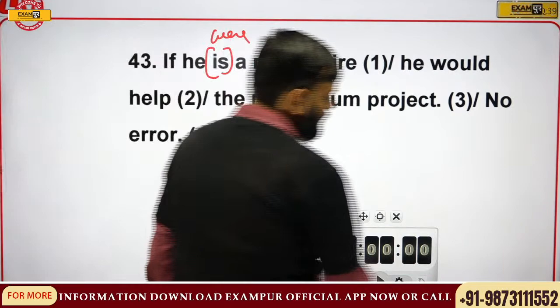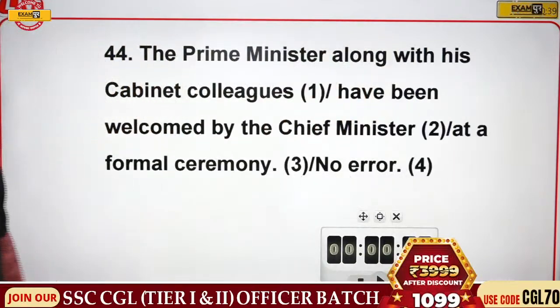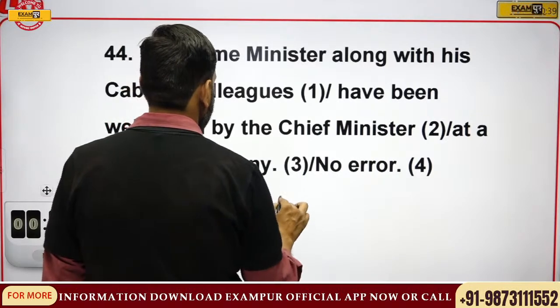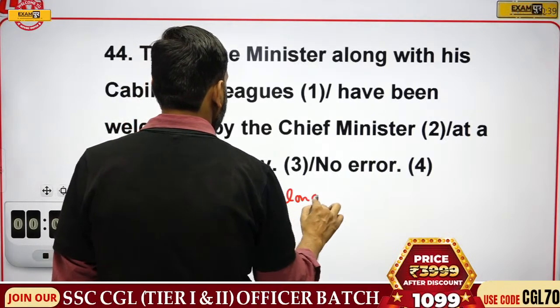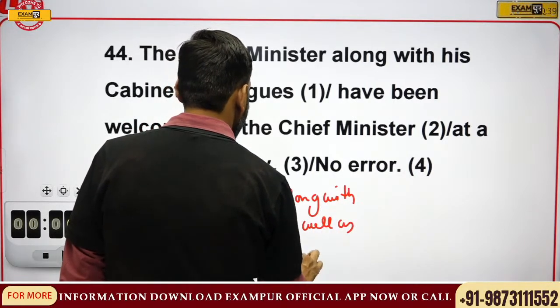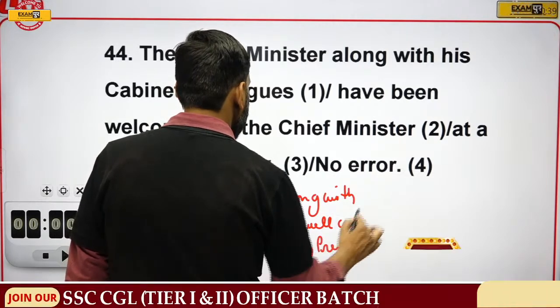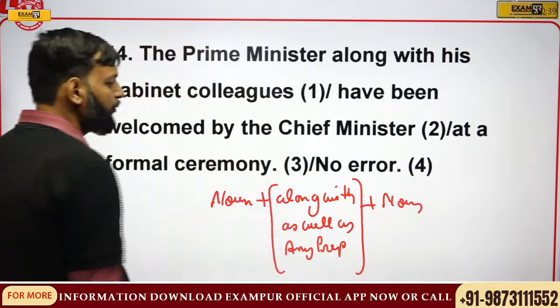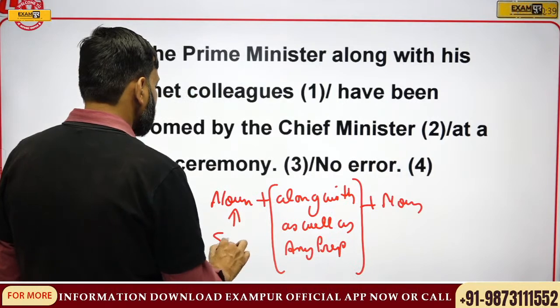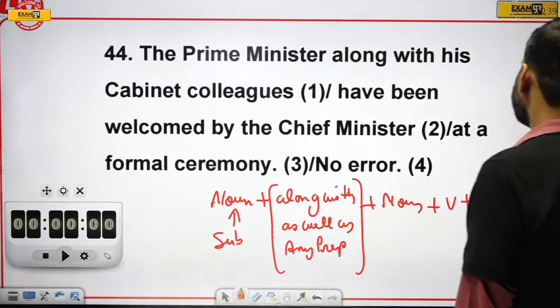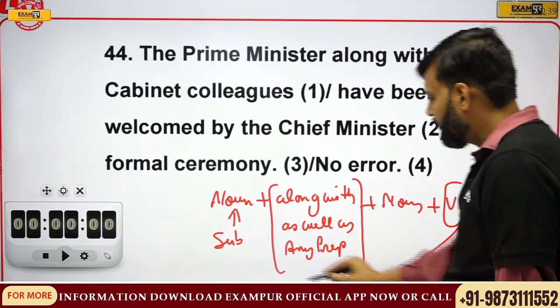The next one, the Prime Minister along with his cabinet colleagues have. Okay, now this is a very easy question. Whenever two nouns are joined by along with or as well as or any preposition, the first noun is considered the subject. So the verb and possessive must agree with this subject, the first subject.